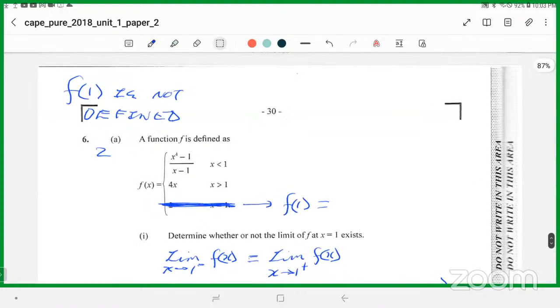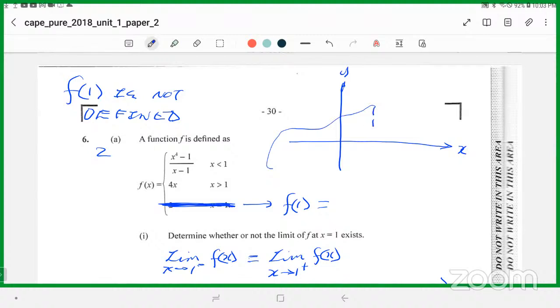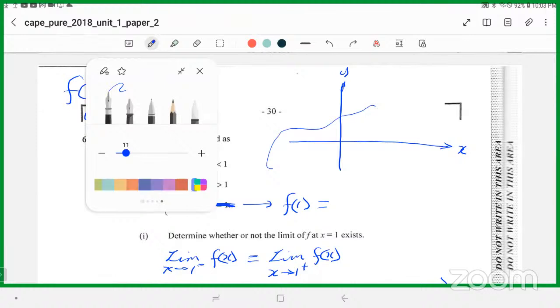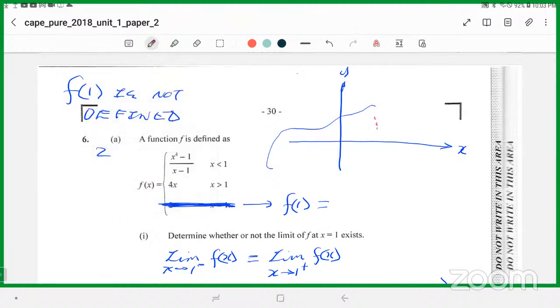So you have the graph, the y-axis, the x-axis, and you have the point where x equals 1. So this part of the graph goes like this. And when you reach 1, you reach 1 right here, so let's put that in red. Right here is where x equals 1.